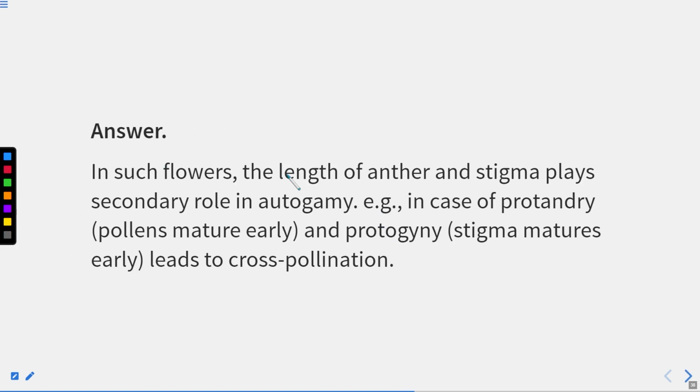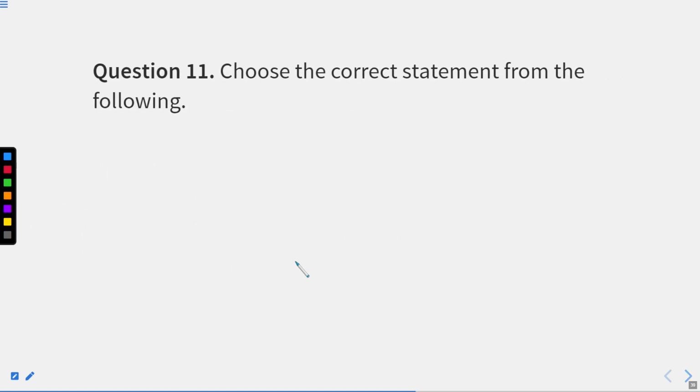Now, in such flowers, the length of the anther and the stigma plays only a secondary role. In case of protandry, when pollens mature early, and in case of protogyny, where the stigma matures early, this leads to cross pollination. So if the pollens mature early, or if the stigma matures early, then what will happen? Self pollination will not occur, but it will promote cross pollination. So this is clear.